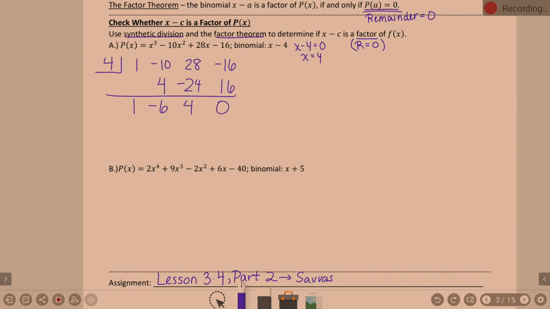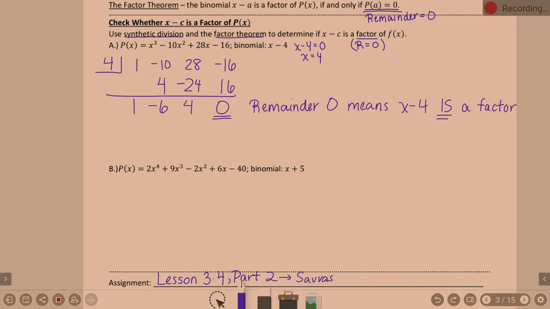What's that tell me? It is a factor. Remainder of 0 means x minus 4 is a factor. I'm just going to write out exactly what I said. Remainder 0 means x minus 4 is a factor. Okay.